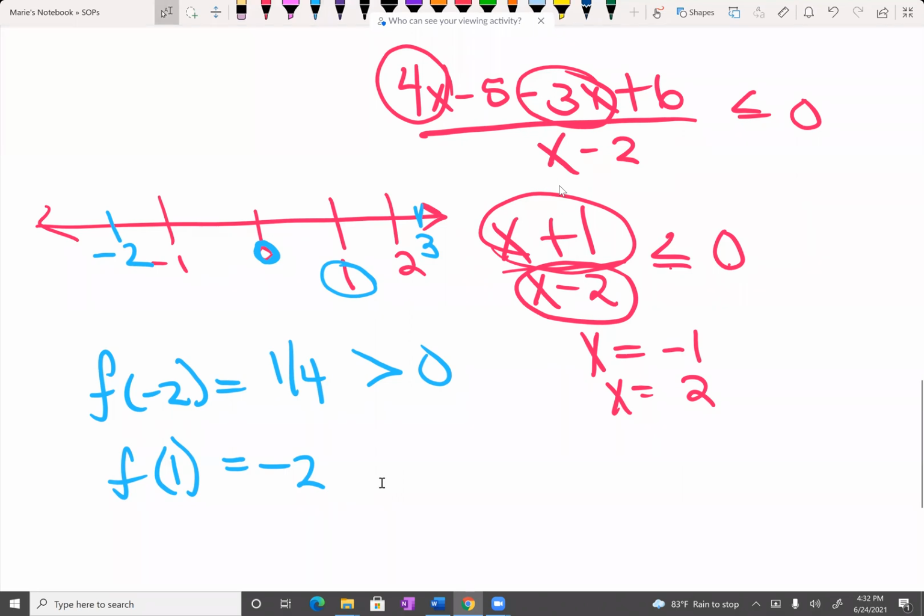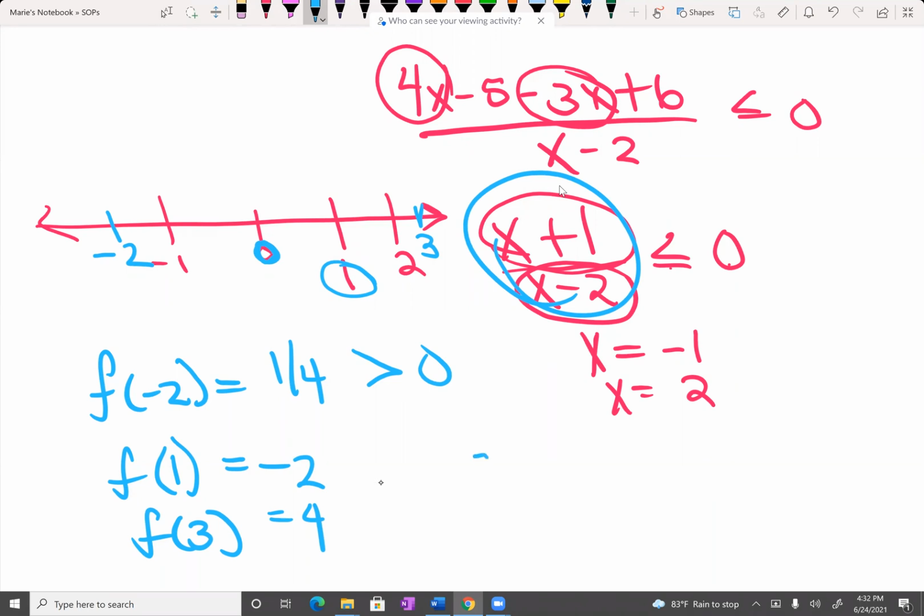Okay, and if I use f of 3, again, I'm plugging it into this equation. If I use f of 3, well, this gives me 4. So it looks like I only have one solution set that works, which is inclusive of -1 to 2. Those are the only ones that work, which is this right here, from here to here.